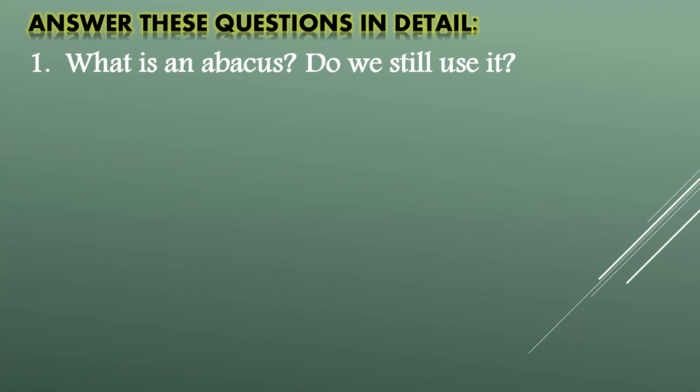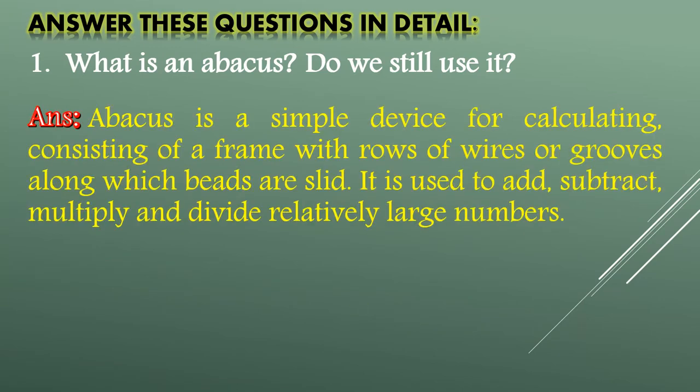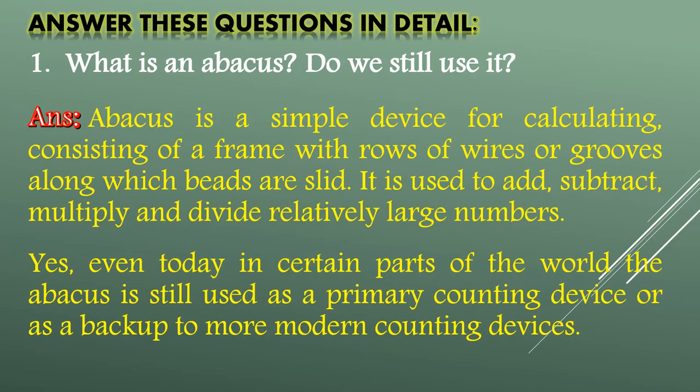What is abacus? Do we use it? So the answer is, abacus is a simple device for calculating consisting of a frame with rows of wires or grooves along which beads are slid. Okay, so you can move. It is used to add, subtract, multiply, and divide relatively large numbers. Yes, even today, in certain parts of the world, the abacus is still used as a primary counting device or as a backup to more modern counting devices.